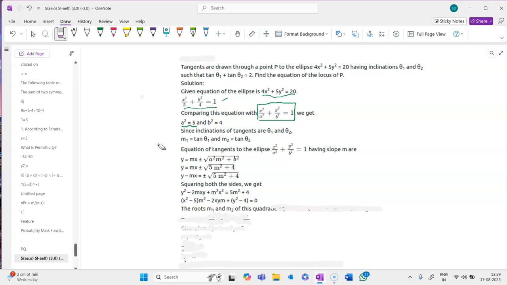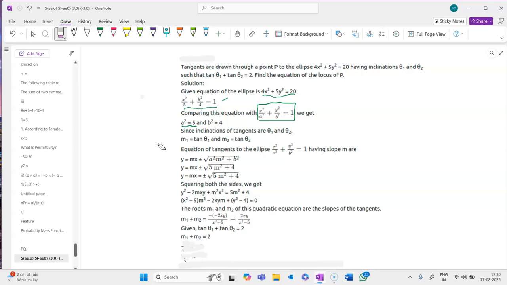Very important: the roots m1 and m2 of this quadratic equation in m are the slopes of the tangents. Now let's continue. For the sum of slopes, we have the formula minus of minus 2xy over x square minus 5, so we get 2xy upon x square minus 5. The given condition in the question is tan theta 1 plus tan theta 2 equals 2.